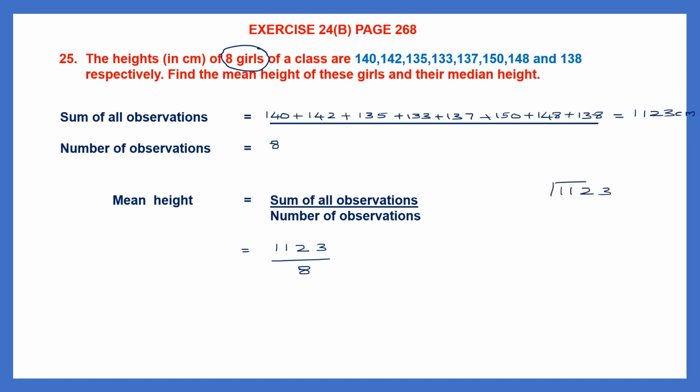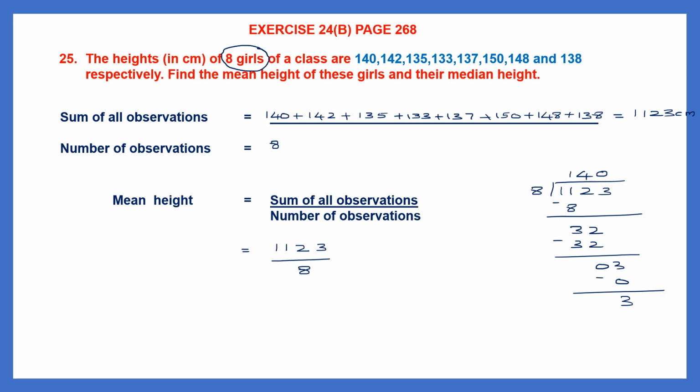1123 by 8. 8 ones are 8, 11 minus 8 is 3. We bring down 2. The number is 32. 8 fours are 32, minus, 0. Bring down 3. Now 3 is smaller than 8. So we put a 0. Isn't it? And then 8 zeros are 0. Now subtract. You get 3.